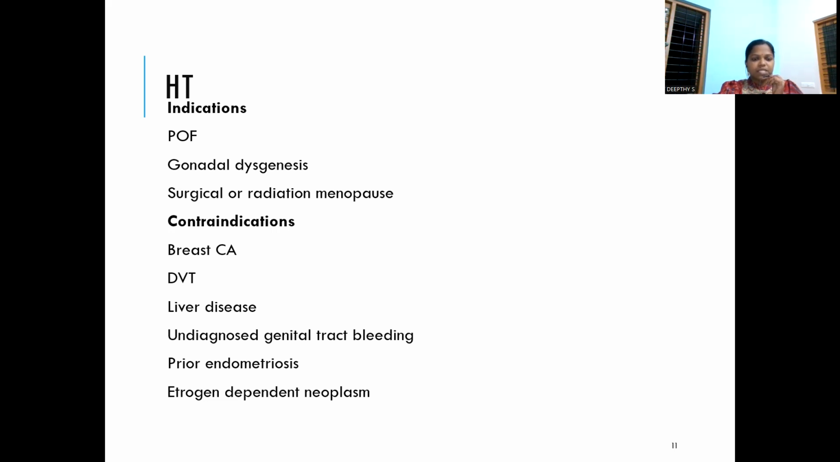But in the indications, that special group, the ladies who attained menopause earlier, that is premature ovarian failure. That is, when ovarian follicular activity stops before the age of 40, it is called premature ovarian failure. These are the special groups where hormone replacement therapy should be done. In premature ovarian failure, gonadal dysgenesis, and surgical or radiation menopause, hormone replacement therapy should be done to reduce the menopausal syndromes.